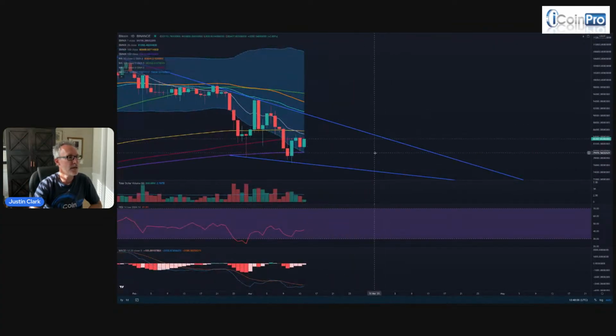But for right now, here are the key levels. 79, 80K, 100% key. And above that, 85, 86. Those are levels that we need to really pay attention to.